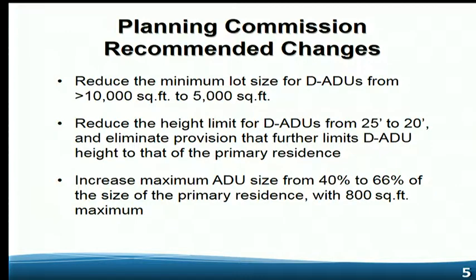It would reduce the height limit for detached ADUs from 25 feet to 20 feet. It would also eliminate an additional provision that would further limit a DADU, the height to that of the primary residence. So if the existing home is 1 story, the detached accessory dwelling unit couldn't be more than 1 story. Actually, as long as it's not the height of the home, because you can build a loft within an attic space.